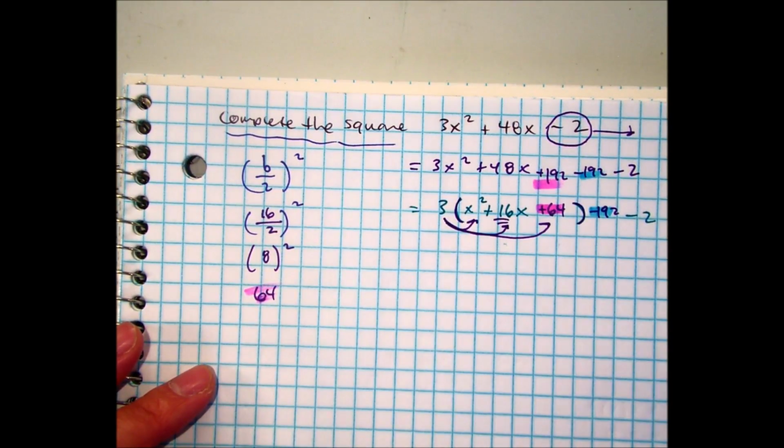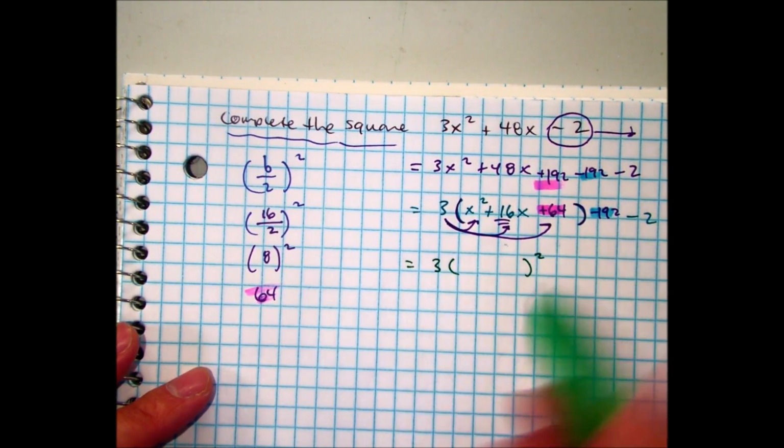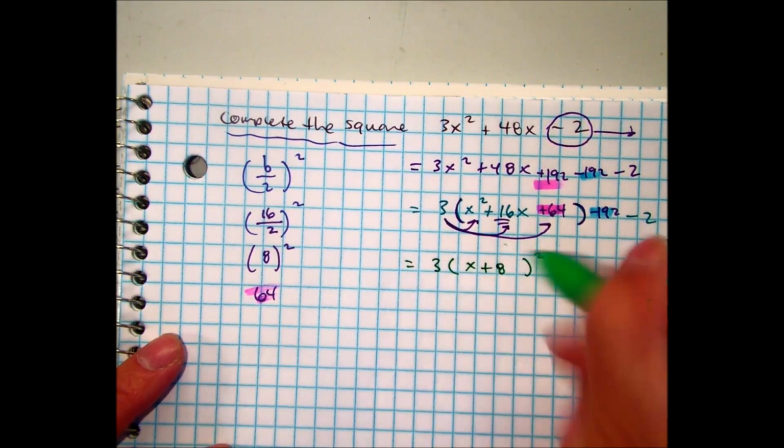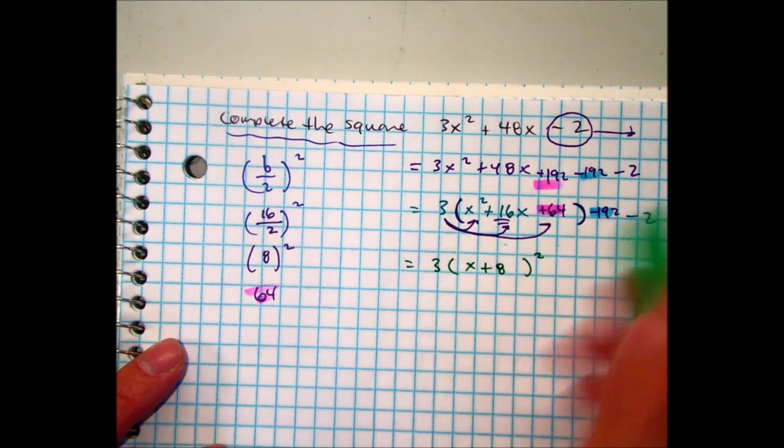So let's just finish up our problem. 3 times, what goes in there, class? So this is called a perfect trinomial square. It's just quantity x plus 8 times quantity x plus 8. And then you just bring that down, you get what?